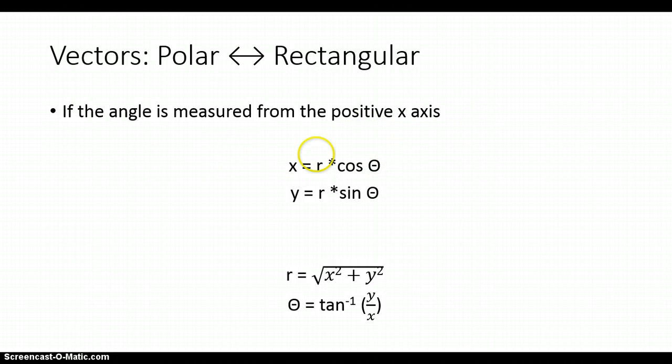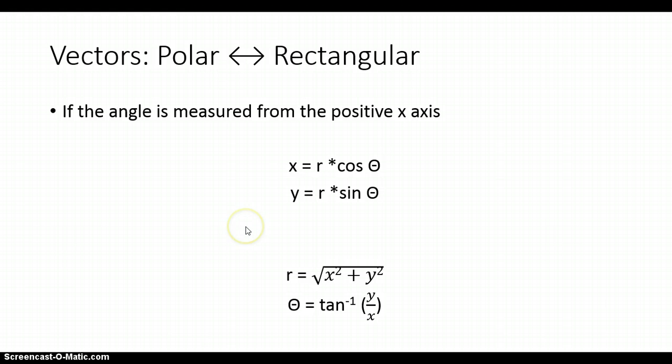If we want to obtain the y component in rectangular form, we take the magnitude, which we represent here as r, times the sine of the angle of the actual vector. And that will take us from polar to rectangular.